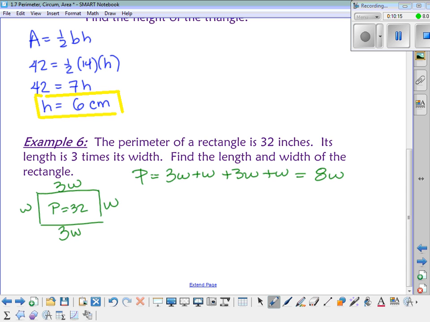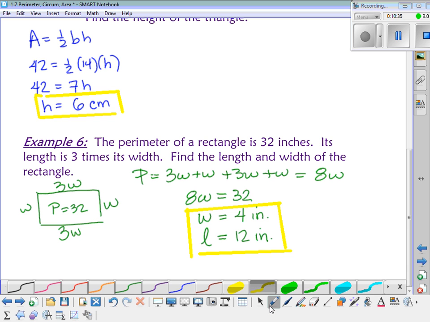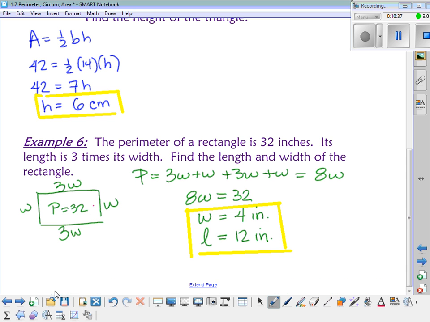So we said that the perimeter was 32, so 8w would have to equal 32, which means that the width would have to be 4 inches. And then the length, which is 3 times as much, would be 12 inches. And if you go back and plug it in, and just double check, if I say that this is 4 and this is 4 and this is 12 and this is 12, add them all together and sure enough they do add up to 32. So you know you did it correctly.